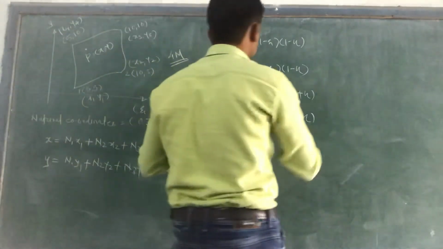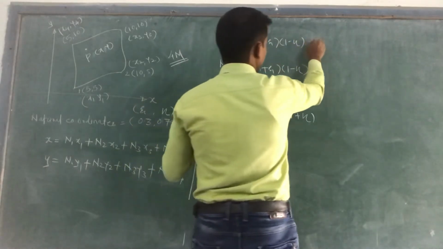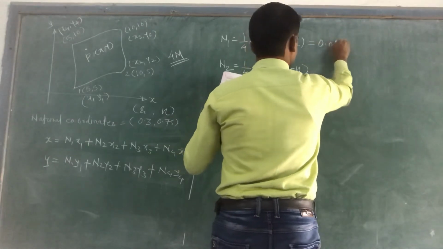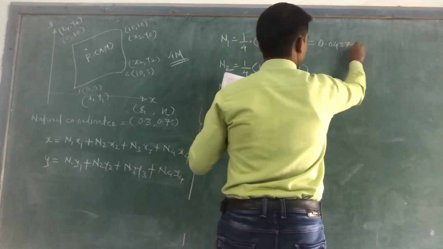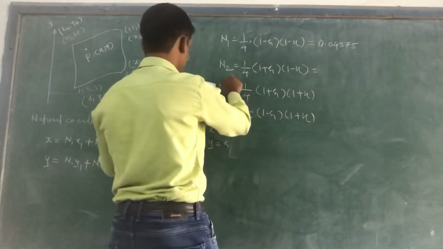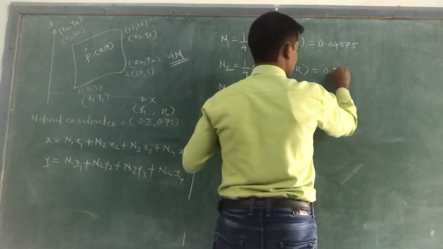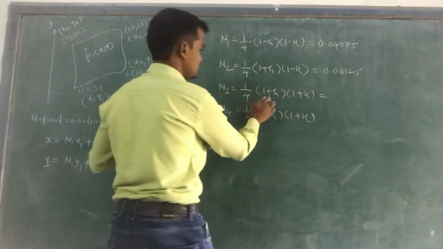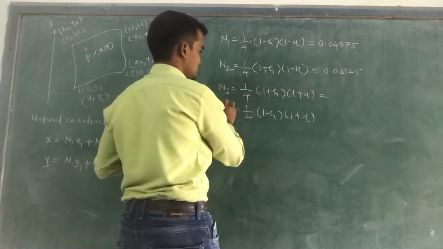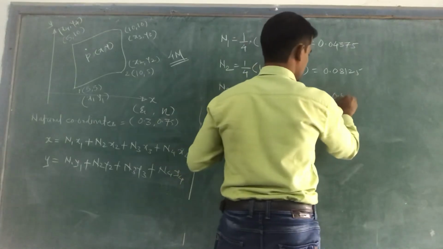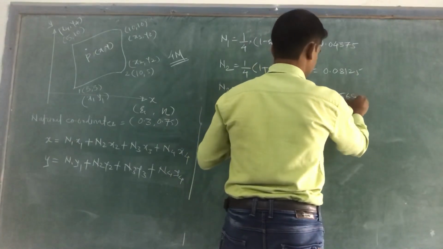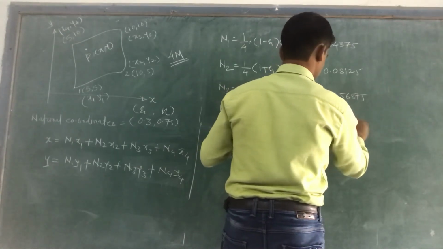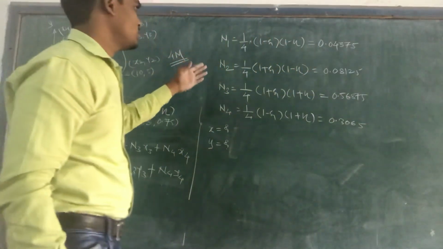By putting zeta and eta into these formulas, you will get N1 as 0.04375, then N2 as 0.08125, N3 as 0.56875 and N4 as 0.3062. Okay, these are the N1, N2, N3, N4 values.